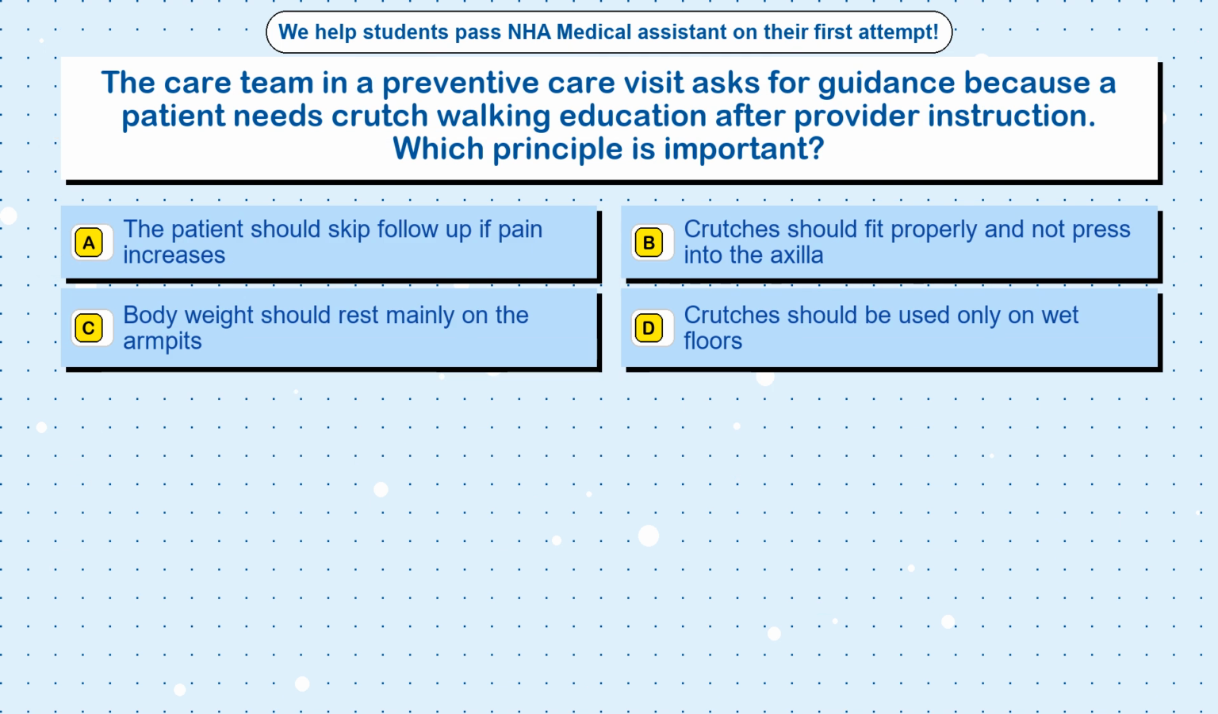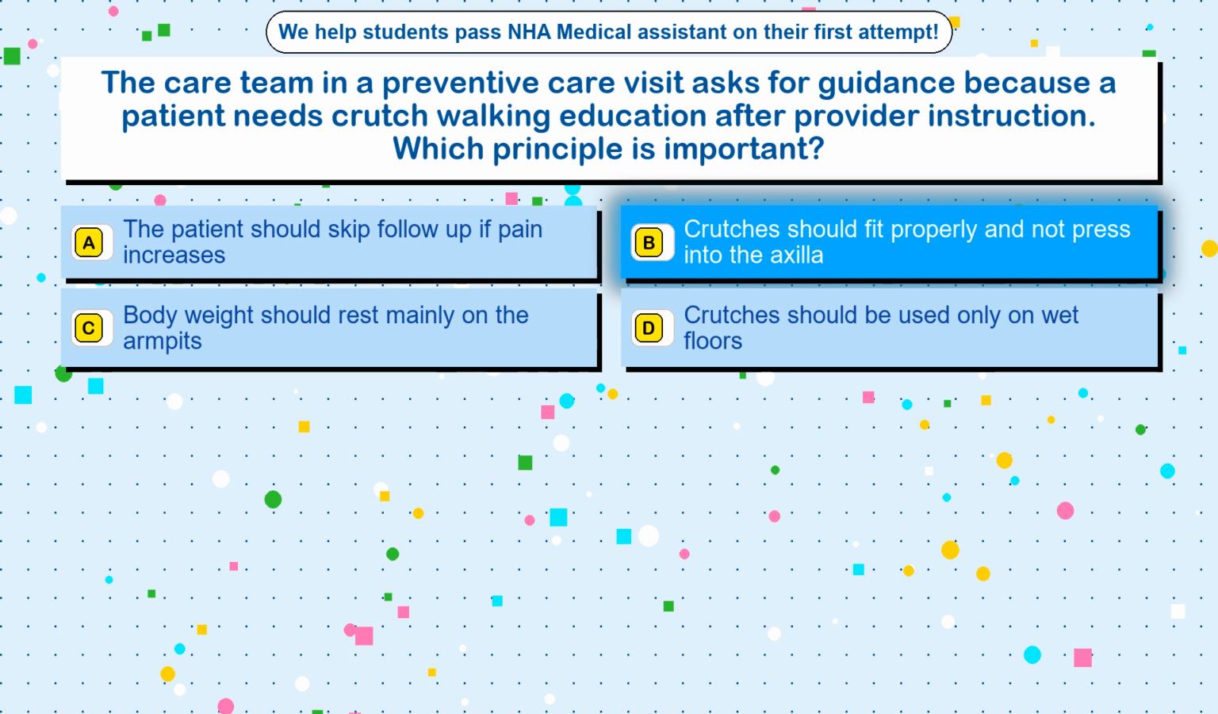Question 100. The care team in a preventive care visit asks for guidance because a patient needs crutch walking education after provider instruction. Which principle is important? Option A. The patient should skip follow-up if pain increases. Option B. Crutches should fit properly and not press into the axilla. Option C. Body weight should rest mainly on the armpits. Option D. Crutches should be used only on wet floors. The correct answer is option B.